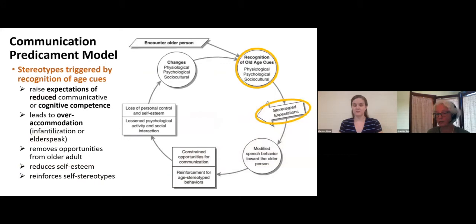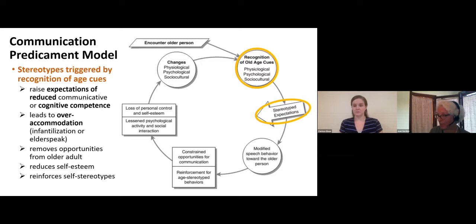So with such a wide range of communicative abilities, this creates a dilemma for those who interact with older adults. And that's captured in the communication predicament model shown here. So what happens when you encounter an older person is that these peripheral changes in aging, including ones I mentioned, such as changes in the voice, change in speech rate, but also aspects of appearance, white hair, wrinkles, and also aspects of the context, like just encountering someone in a nursing home, can already lead to certain expectations.